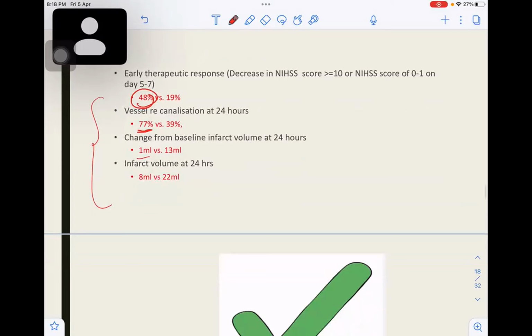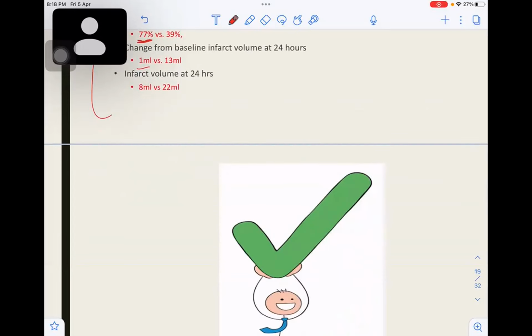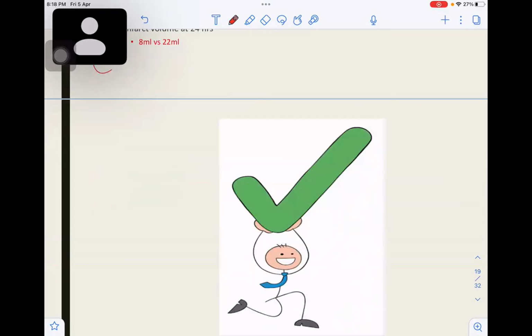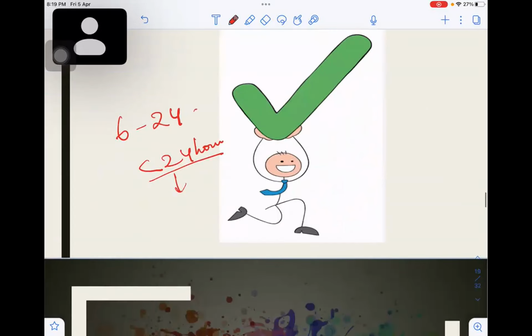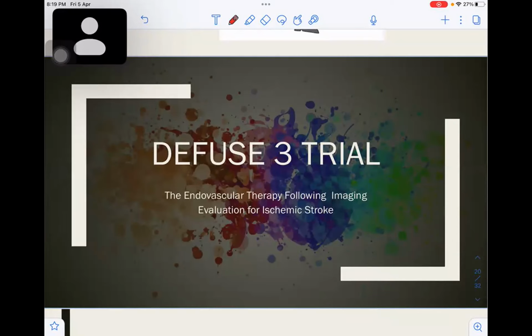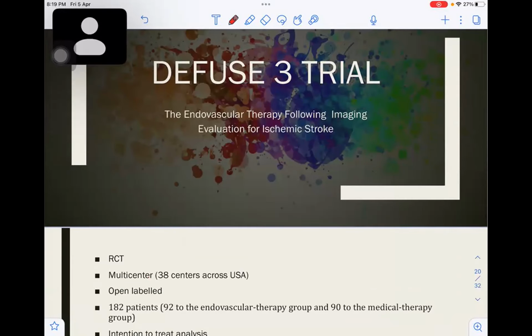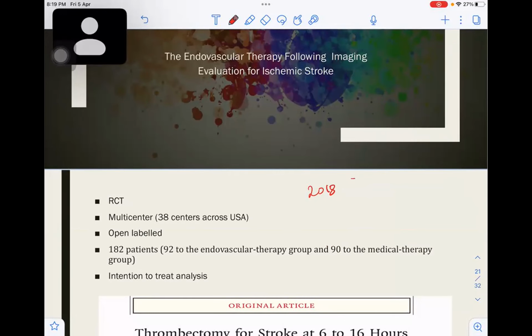So this trial showed that if a person comes with a large vessel occlusion with infarct volume less than 51 ml, and within the timeline of 6 to 24 hours, that is less than 24 hours, they are likely to benefit from mechanical thrombectomy. Then comes the next trial, the DEFUSE 3 trial, which is endovascular therapy following imaging evaluation for ischemic stroke. This trial was also published at a similar time, in 2018, just 2 to 3 months after the DAWN trial.